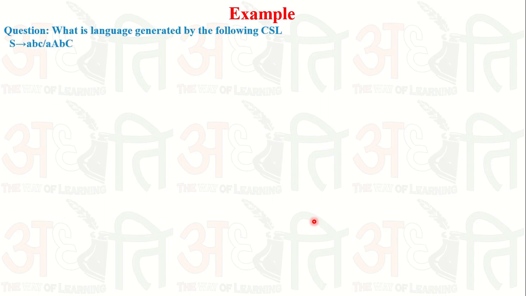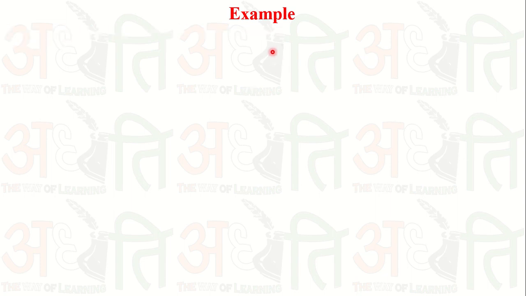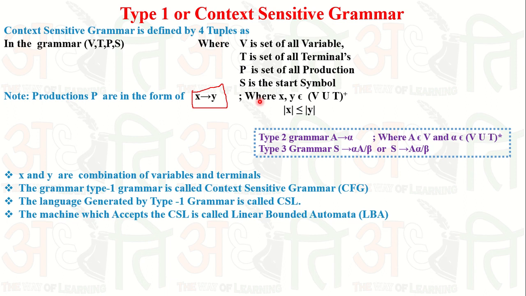So suppose there is a grammar, or we can say there is a language generated by the following context sensitive grammar. If it is already given that the grammar is a context sensitive grammar, then you observe that it must be in this form. It means the left side also contains terminals and variables, as well as the right side.